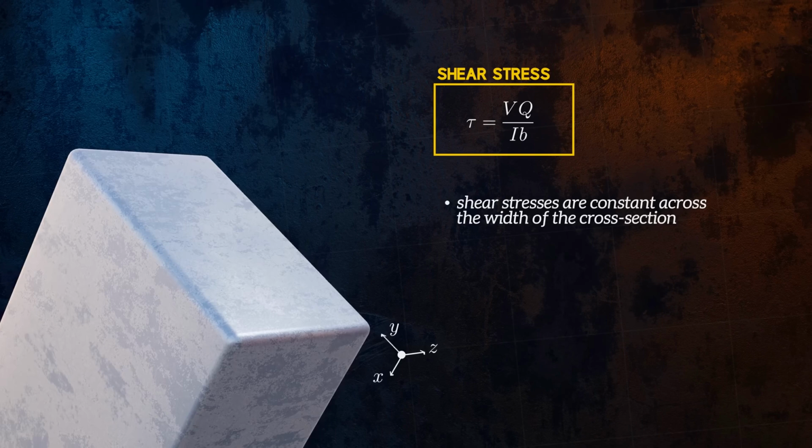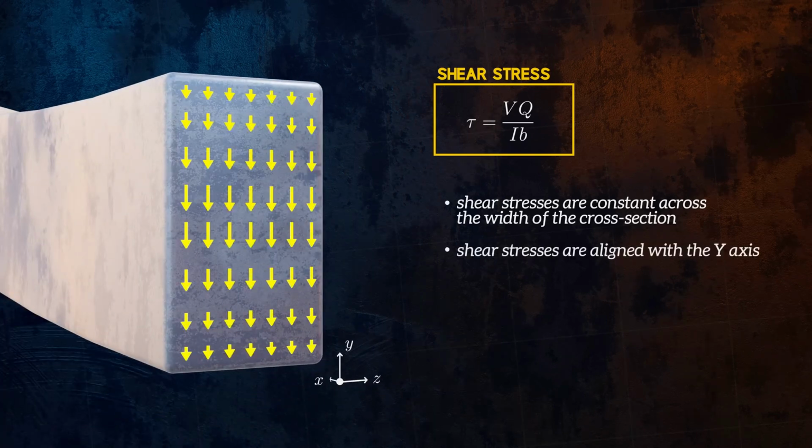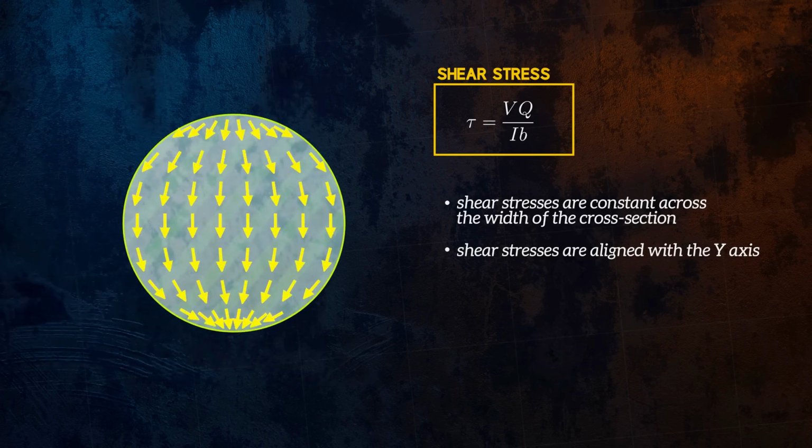Another assumption this equation makes is that the shear stresses are aligned with the y-axis. Shear stresses act tangentially at a free surface, so for a circular cross-section, for example, we can't strictly use this equation to get the distribution of shear stresses across the height of the cross-section, but we can still use it to estimate the shear stresses at the neutral axis, because the shear stresses there are aligned with the y-axis.